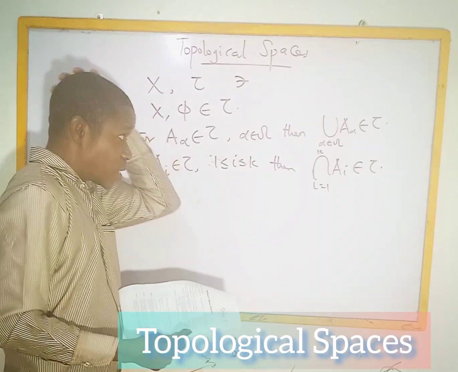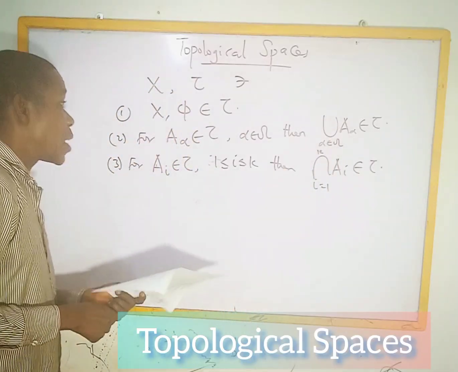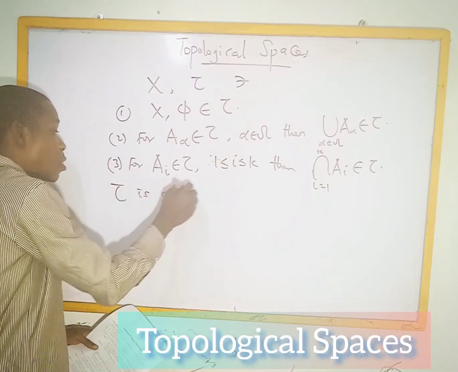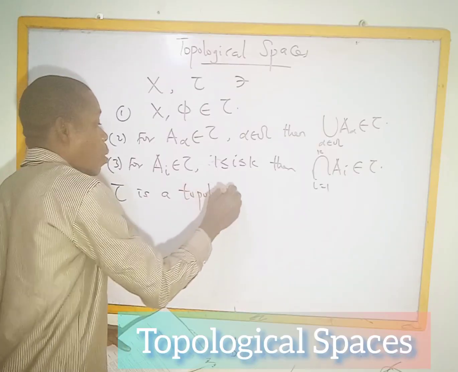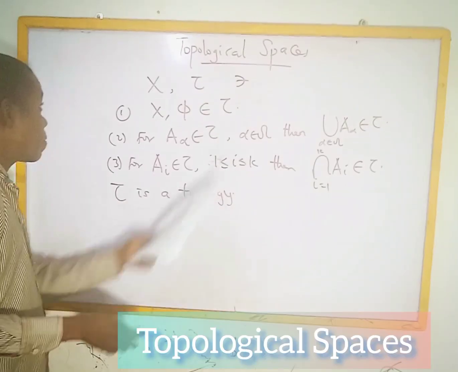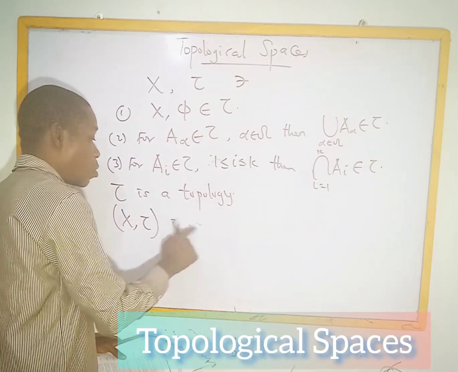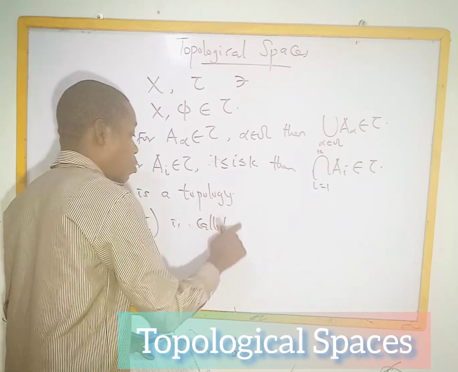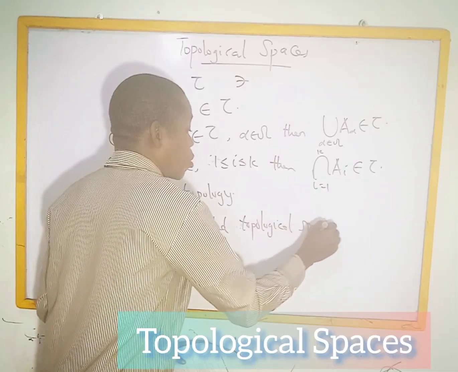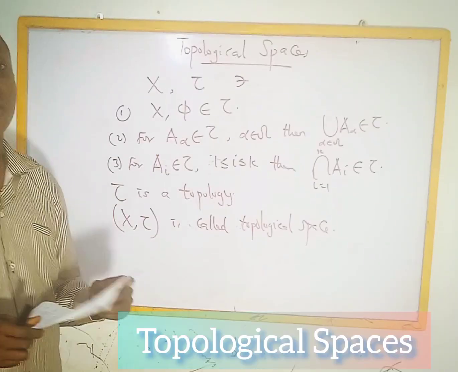And when all these three conditions are satisfied, then you can call this family, this tau, a topology. So this tau is now referred to as a topology, and the pair (X, tau) is called a topological space. So that is what we are talking about, a topological space.